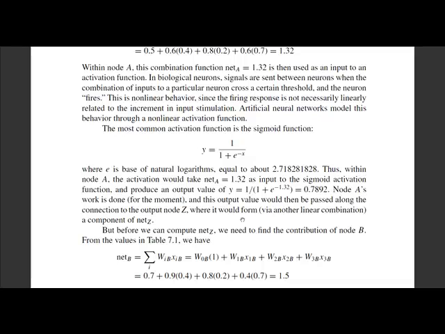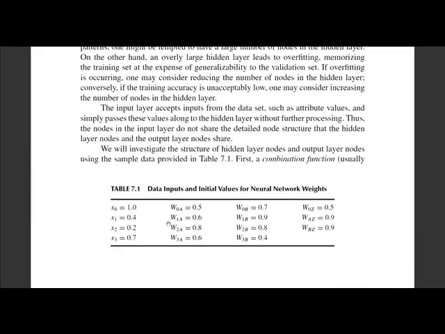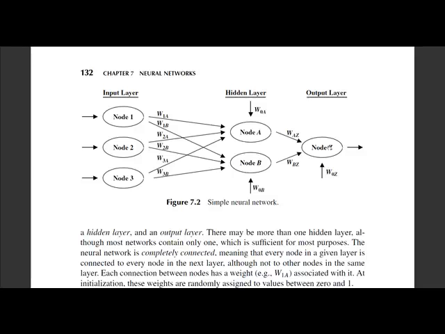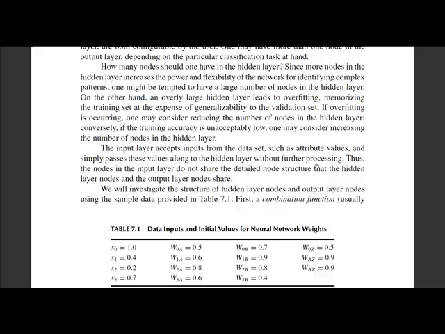It would form, via another linear combination, a component of net Z. But before we can compute net Z, we need to find the contribution of node B. Remember, we want to get net Z. We already figured out this part and would multiply it times the weight. Now we need to figure out this part and multiply it times this weight to figure out what's going to be input into node Z, or what we call net sub Z.